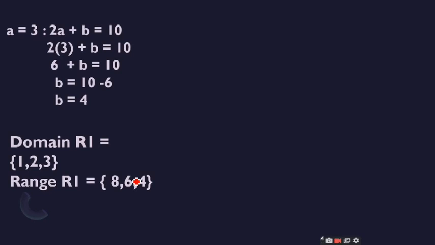Is that clear? Now let's move forward. In the question we are given relation 2. Relation 2 is the pair AB such that A plus B is equal to 8. Again we are given the ordered pair AB, as an equation, and with the help of this equation we have to find the domain and range. Domain is A and range is B.